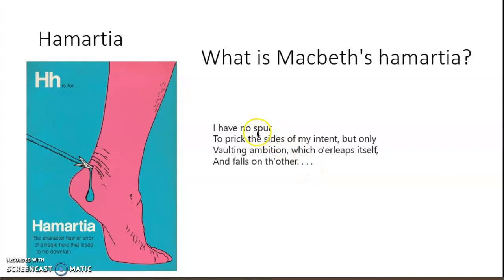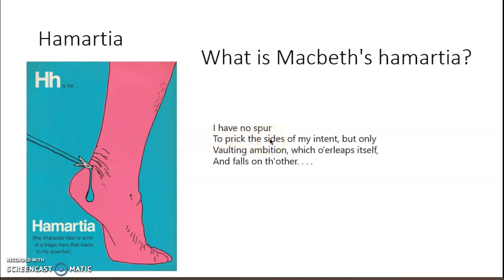"I have no spur." For those that don't know, spurs, if you imagine somebody on a horse, are the little metal things on the back of the boot that were used to stick into the sides of horses, to make them go faster. I know it's quite horrible to think about. They kick the sides of the horse and the horse would go faster. "I have no spur to prick the sides of my intent."